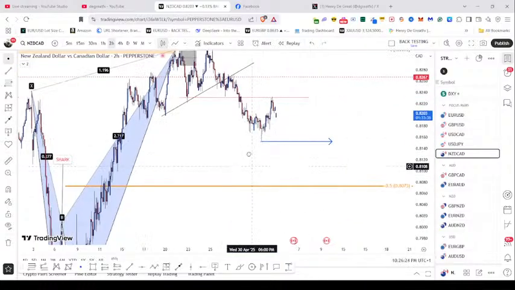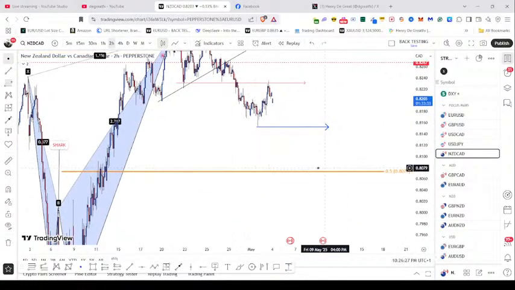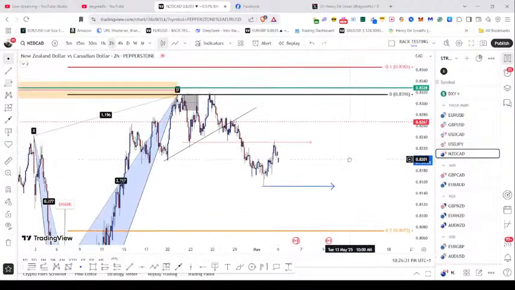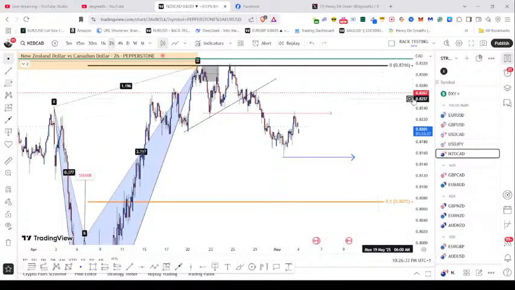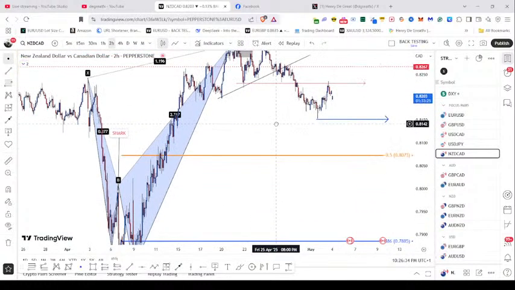We might see price pushing to this level of 0.8073. Okay, so there is nothing to do on this setup. We don't have anyone at the moment. We just have to hold on to what is going on here.